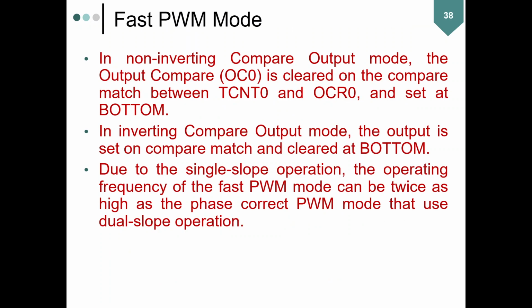Okay, so let's discuss the fast PWM mode again. In non-inverting compare output mode, the output compare 0 is cleared on the compare match between the timer count and the output compare register, and set at bottom. And in inverting compare output mode, the output is set on compare match and cleared at bottom. Due to the single slope operation, the operating frequency in the fast PWM mode can be twice as high as in the phase correct mode.